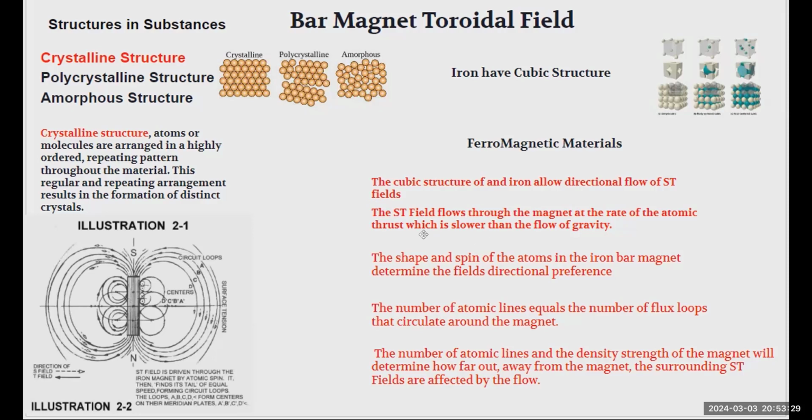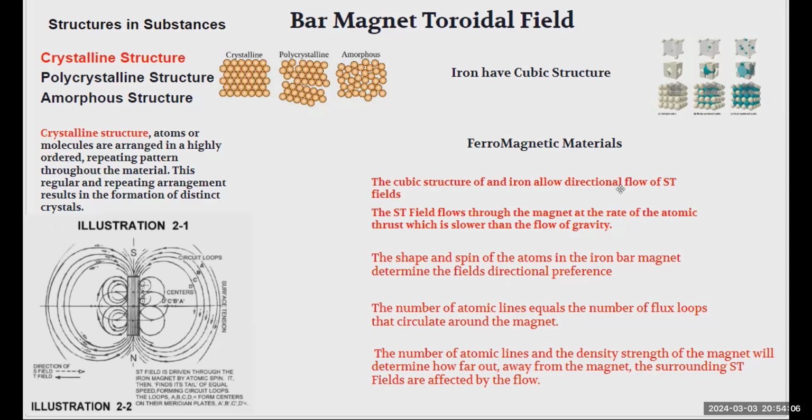Okay, and then the shape and the spin of the atoms in the iron bar magnet determine the field's direction preference. So always the time field, when it's exiting, we will measure with our equipment that this is the north pole of the magnet, always. The number of atomic lines and the density determine the strength. So if we have more atoms inside, more high density, each of them will create one pathway or one loop, and then we have more dense magnetic flux.